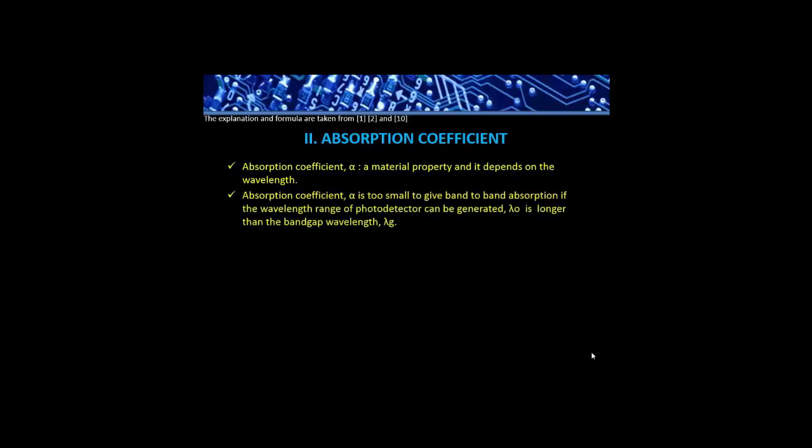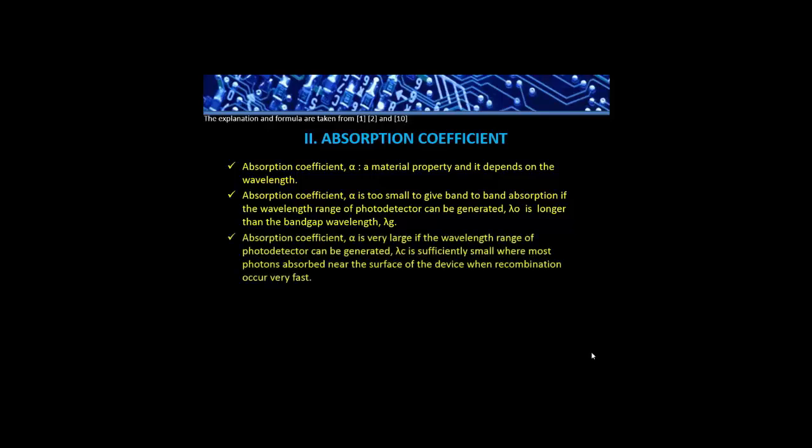Absorption coefficient is a material property, and it is a strong function of wavelength. Absorption coefficient is too small to give band-to-band absorption if the wavelength is longer than the bandgap wavelength. When the wavelength is sufficiently small, the absorption coefficient is very large, and most photons are absorbed near the surface of the device. The exponential decay of the intensity of the photon flux for two absorption coefficients is shown in Figure 2.